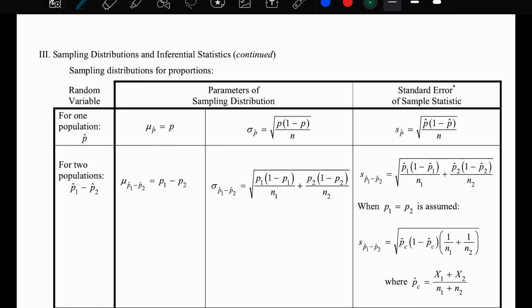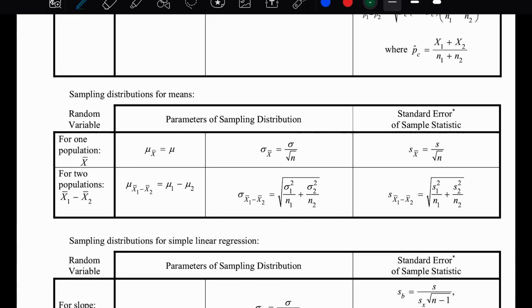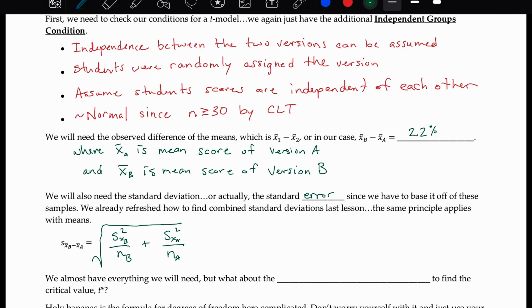If you ever forget that, you don't have to worry about memorizing it because it is on the formula sheet. If you go to the back side of your formula sheet and look down at the parameters of a sampling distribution, you can see for two populations, right in this row, that it tells you exactly how to find those things. If you know sigma, then you would use this one here. In this case, we do not know sigma, so that's why we're over here. It is the formula we're using: the square of the standard deviation over sample size in both cases added together, and then we square root it.